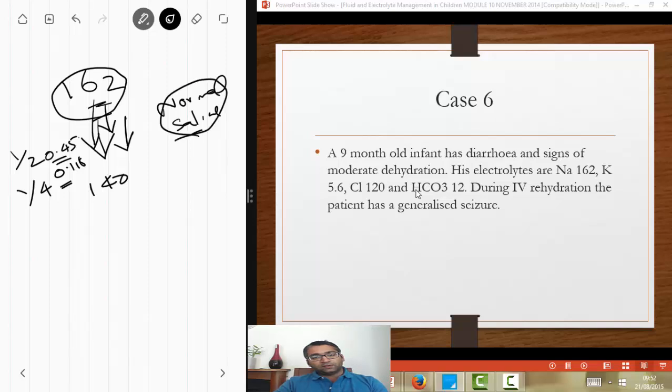Easy way to remember is, if you have a normal sodium, you give normal saline, it will stay the same. If you have a high sodium, you give normal saline, it will come down slowly. If you have high sodium, you give half saline or quarter saline, the sodium would come down crashing down, and that will cause brain damage and seizure. And many times the brain damage can be irreversible. So it's a really important thing to bear in mind when you correct hypernatremic dehydration.